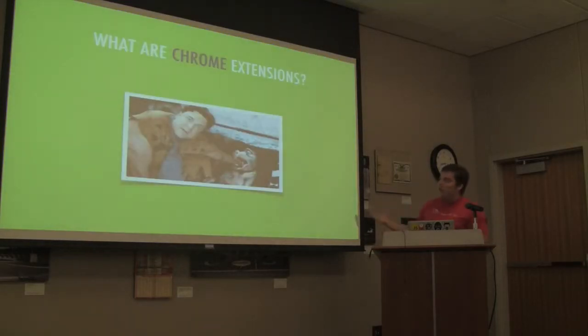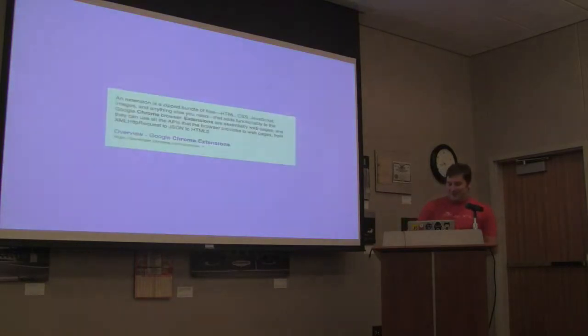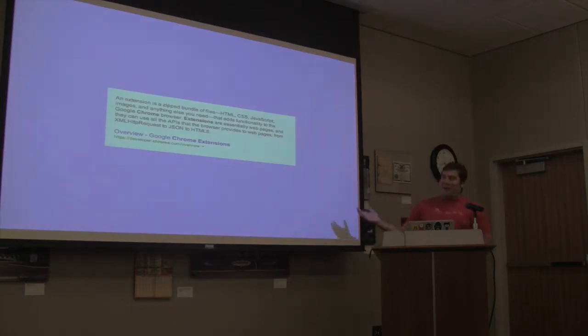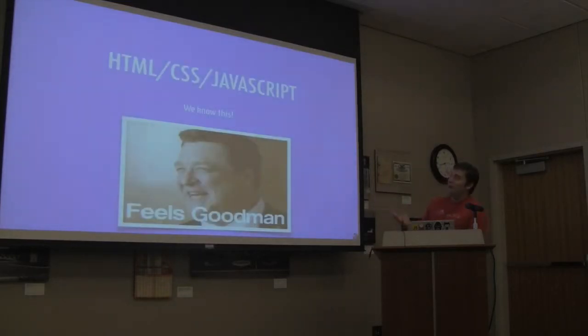So first we'll start off with what are Chrome extensions. It's a little scaled, but if you just Google what they are, they're a bundle of zipped files, HTML, CSS, JavaScript, and other resources that you need, like images or anything. But the gist is that they're just web applications that we can use, but they have more power. They're built kind of into the browser. They can do more things. But under the covers, they're just HTML, CSS, and JavaScript. So we know this stuff. We can easily make them.